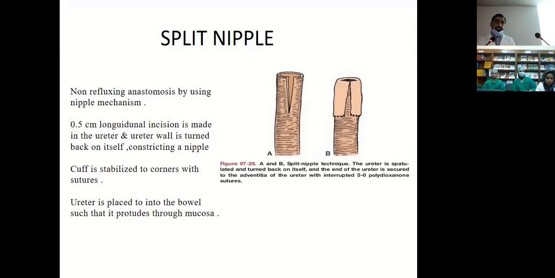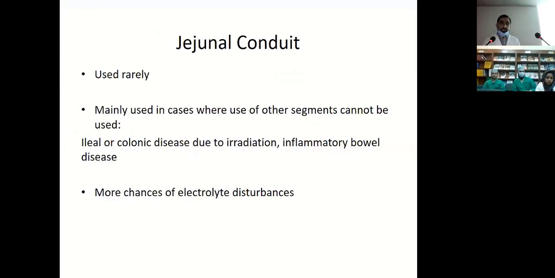Last one is the split nipple, the non-refluxing anastomosis using the nipple mechanism. A 0.5 centimeter longitudinal incision is made in the ureter, and the ureter wall is turned back on itself, constructing the nipple. The cuff is stabilized to the ureter with suture. The ureter is placed into the bowel so as to protrude through the mucosa.